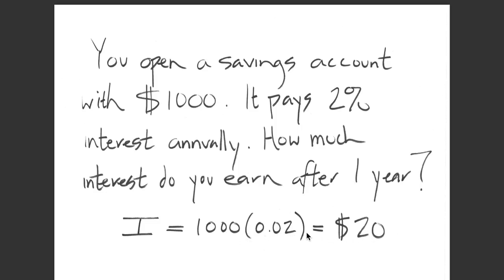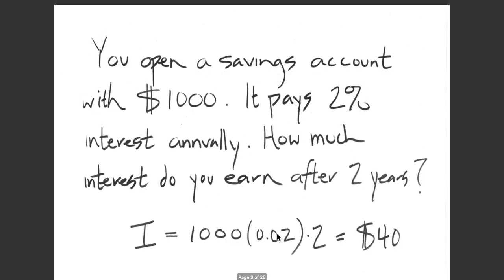And notice we converted the 2% to a decimal. So 2% is 2 out of 100, or 0.02. What if you think about the same problem, but now instead of 1 year, how much interest do you earn after 2 years? Well, then the answer would be you've got $1,000 earning 2% for 2 years. So it would be $40. So the idea there is it's the principal times the interest rate per year times the number of years. So that turns out to be $40 in this case.